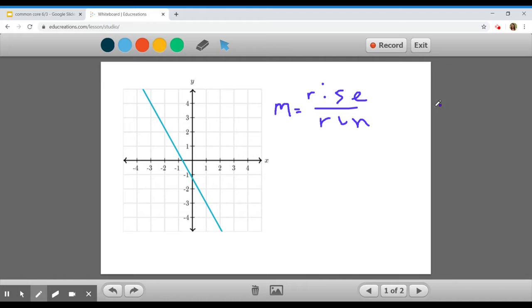The other thing to pay attention to is whether or not the slope is positive or negative. So positive means that from left to right, like I'd read a book, it goes uphill, it's increasing. Negative would be from left to right, it's going downhill or it's decreasing. So if I look here, this is a negative slope. Left to right, it's going downhill, it's decreasing. So I'm keeping that in mind. I know that my m is going to be negative.